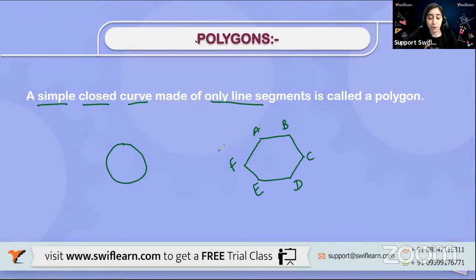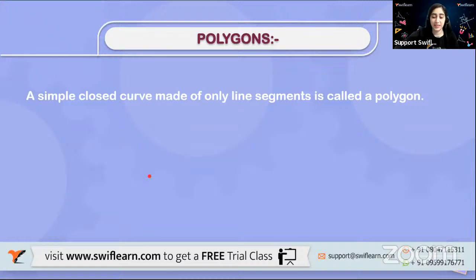So these are the points that you have to keep in mind. What are the points to keep in mind? That it has to be a simple closed figure and it has to be made only of line segments. Can you get it? So it only has to be made of line segments. Clear? Okay. Let's see what's next.